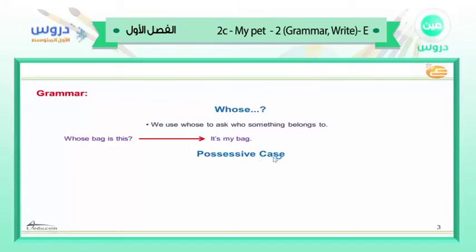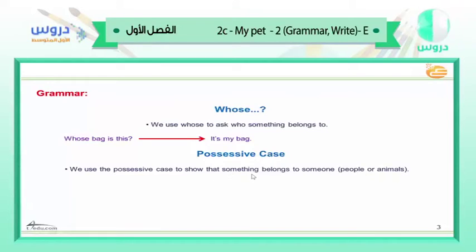Now we will talk about the possessive case. Okay, so we have finished with the word whose. We use it with the question to ask who something belongs to. The possessive case: we use it to show that something belongs to someone, people or animal. As I said 20 seconds ago, it's Ahmed's bag, it's Khalid's bag. So this is Khalid's, Ahmed's. We call it possessive case, okay? The bag belongs to Ahmed. People or animal. Let's take an example.